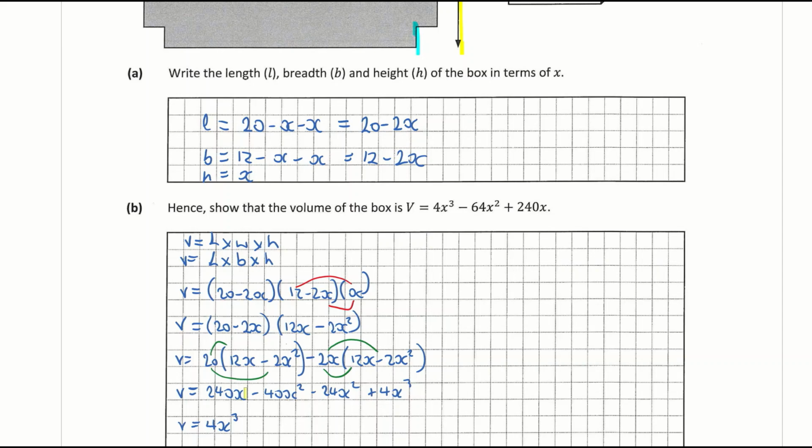I'm then going to put the minus 40x squared with the minus 24x squared, which is giving me a negative 64x squared. And then finally, my positive 240x. And that's what they wanted in the top of the question here. Show that the volume can be written as 4x cubed minus 64x squared plus 240x. And that's what we have.